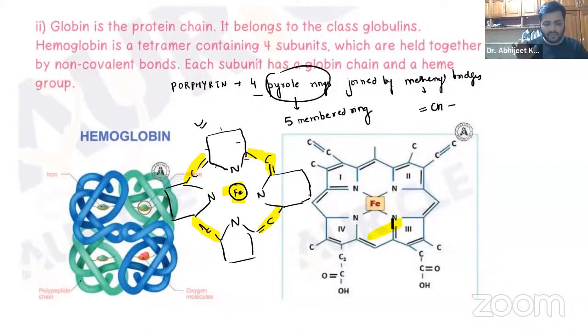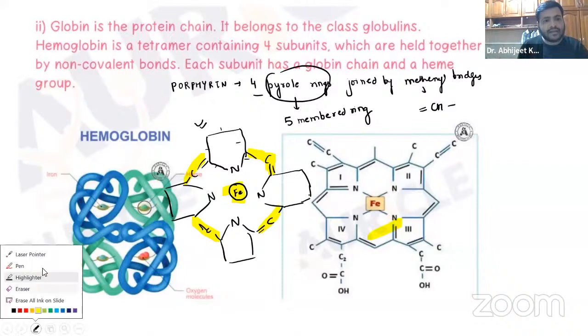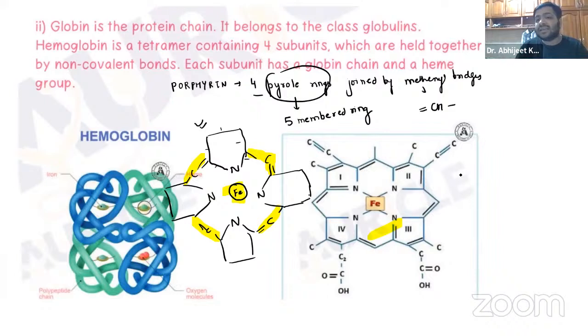Now, again, guys, remember that there are 3 types of porphyrins. I will be coming to this topic separately. So as of now, just remember there are 3 types of porphyrins, right? Based on side chains, based on side chains, right?